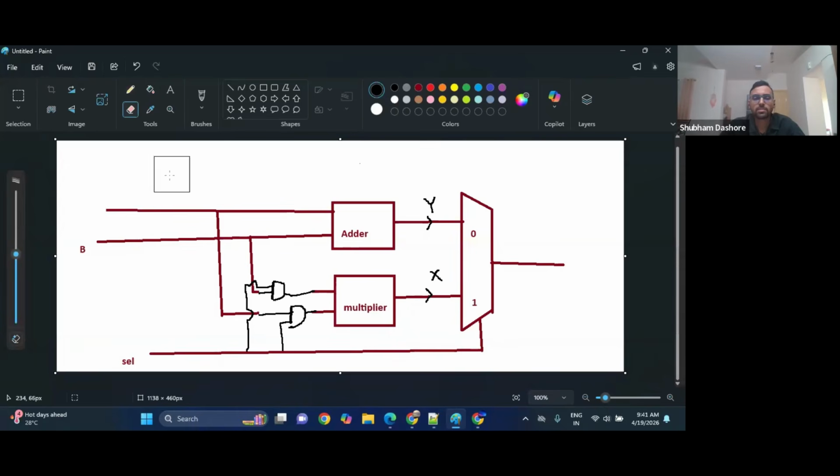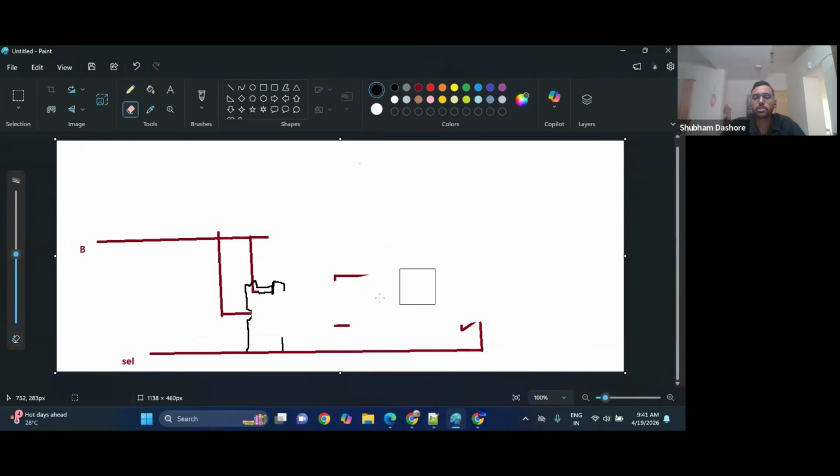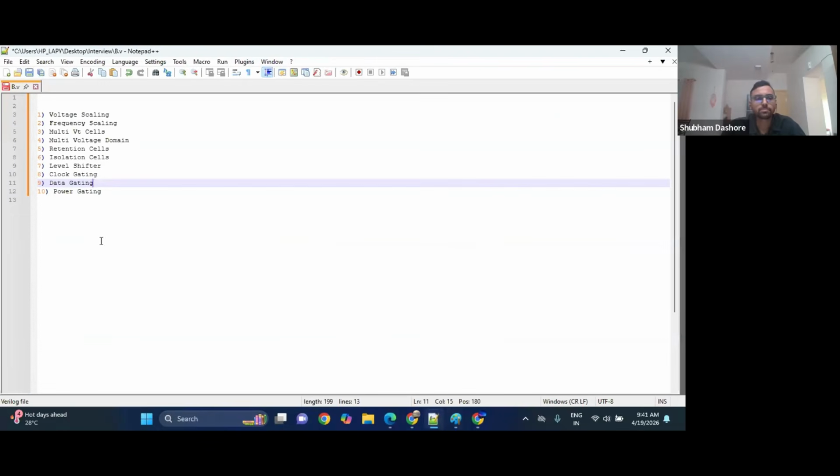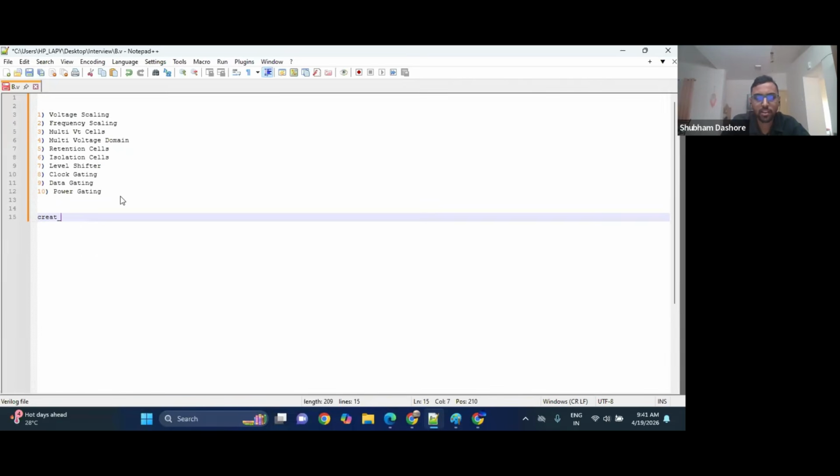Yes, and the last one is power gating. Power gating we generally do in the UPF. If I write power gating in the UPF, the command we use is create_power_switch.